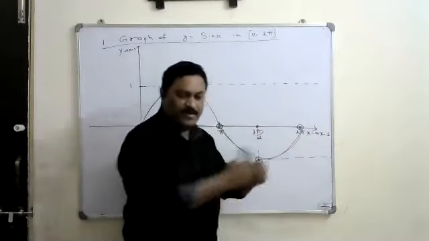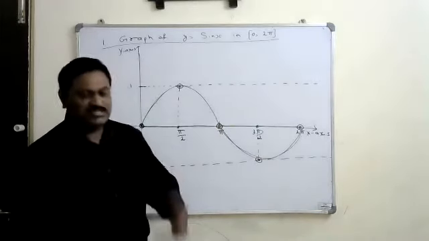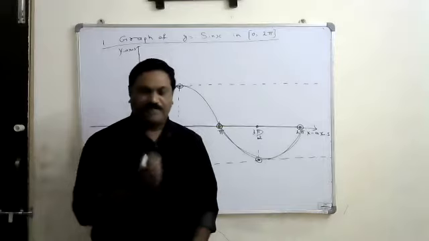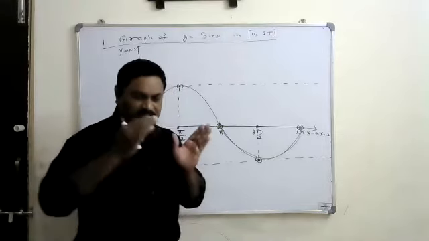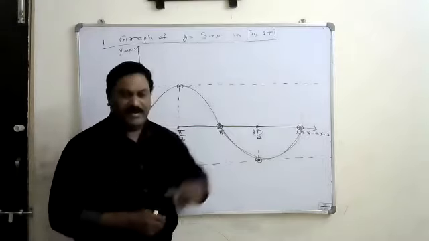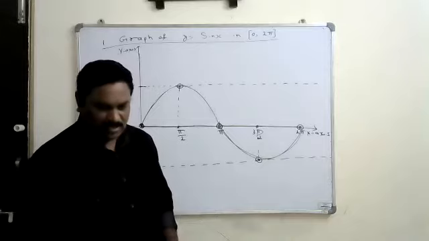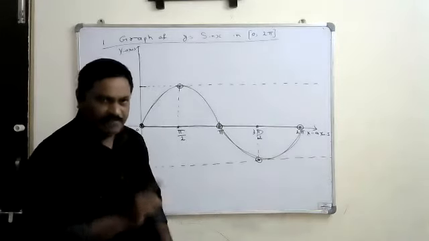Again, the same graph is repeating over a certain length of the period. Such functions are called periodic functions. It means that after a certain length, the same graph is repeated once again. Such a function is called a periodic function. Sin x is a periodic function.